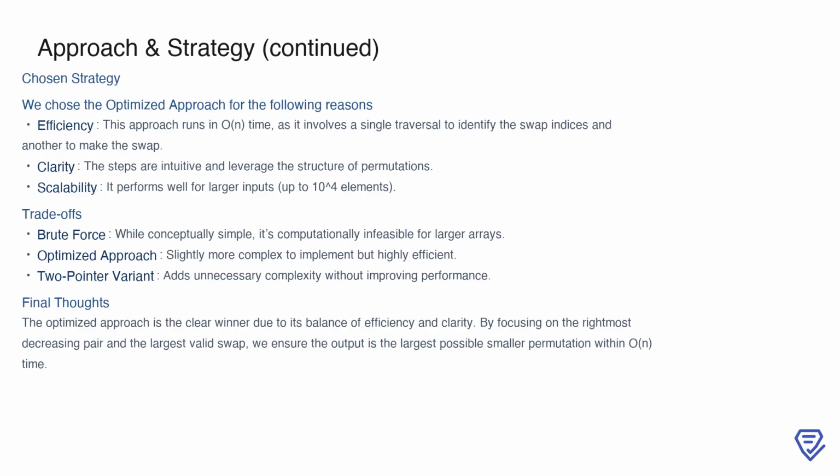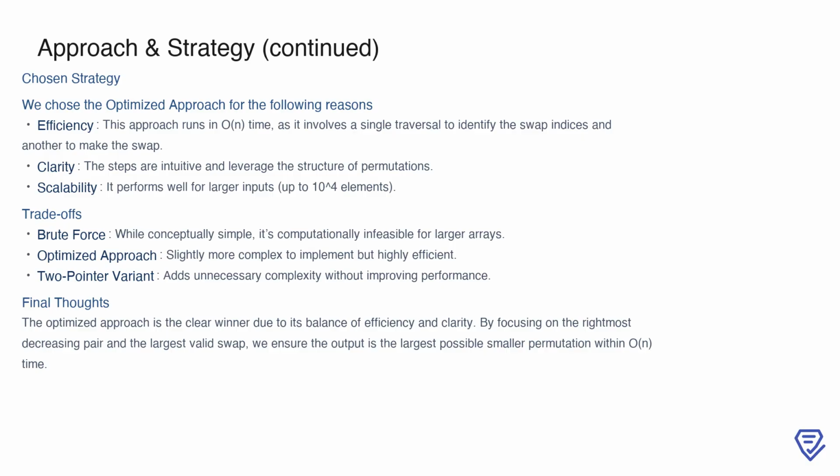By leveraging a single traversal to identify the indices for the swap and another to execute the swap, this method is not only fast but also intuitive to understand. When compared to the brute force method, which is computationally infeasible for large inputs, the optimized approach is vastly superior. While the two-pointer variant mirrors the logic of the optimized method, it introduces unnecessary complexity without offering any additional performance benefits. Ultimately, the optimized approach strikes the perfect balance between efficiency and simplicity.